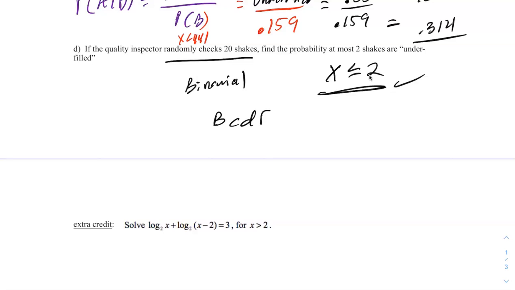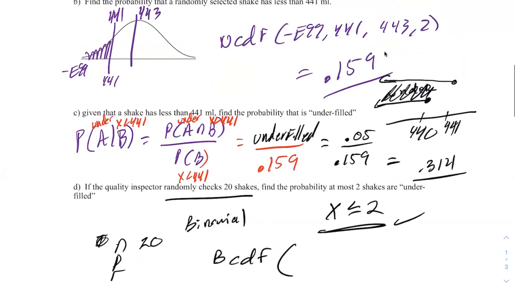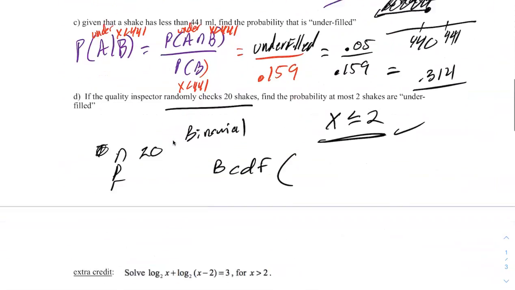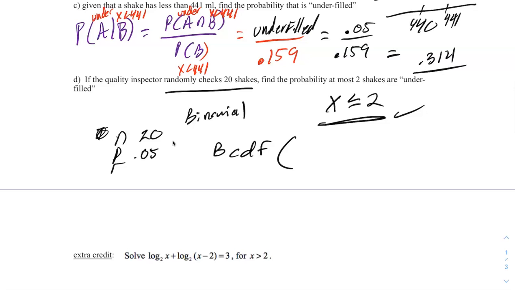Binomial CDF. I need my trials. It's asking for n, p, and r. How many things are you actually trying? 20. Probability underfilled? Well, what's underfilled? Underfilled is 5%. And I want 2, at most 2. Since we're doing CDF, that works out. So it's going to be 20, 0.05, and 2.